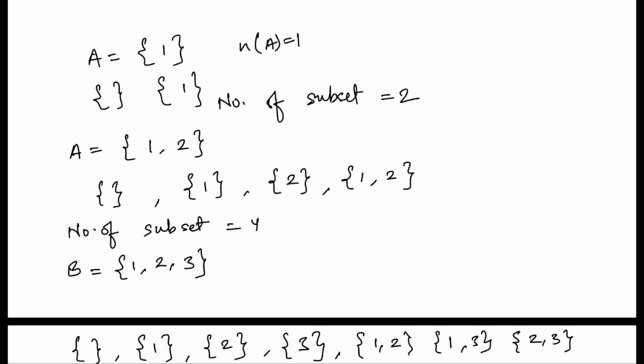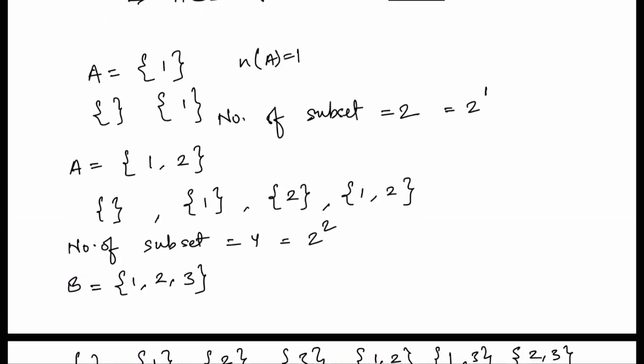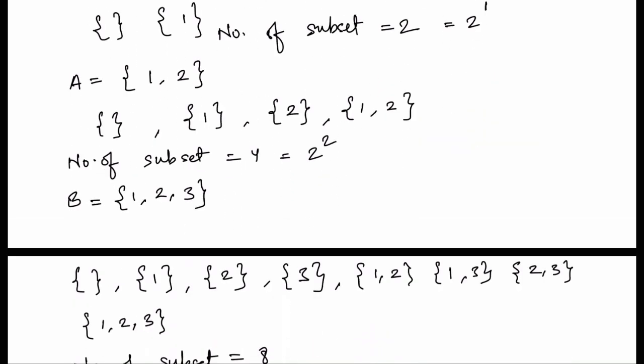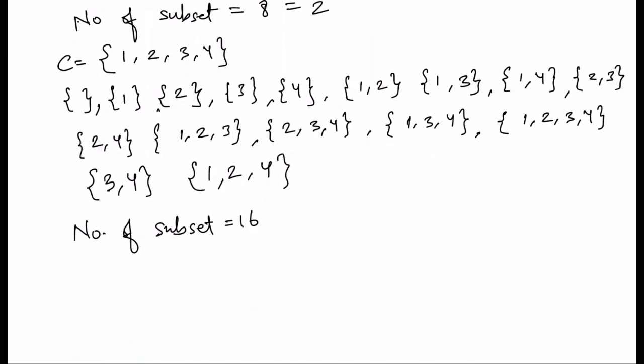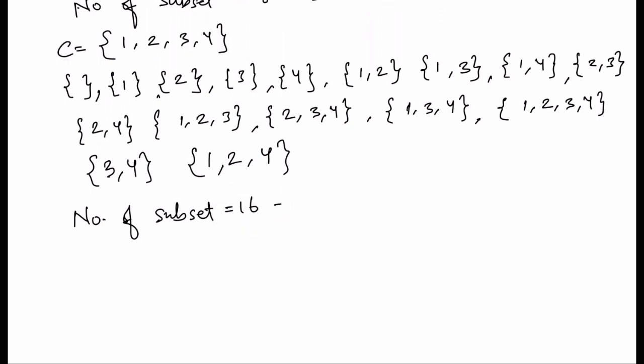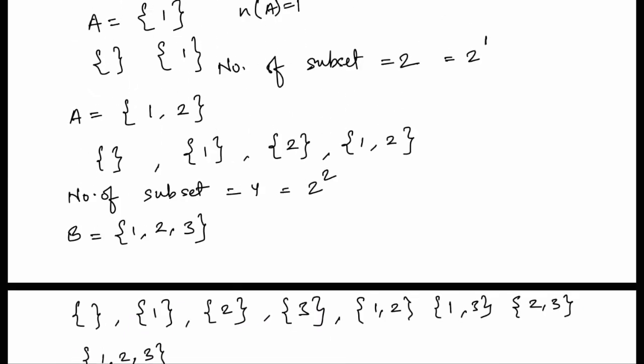I can say this is 2 power 1, and this is 2 power 2. So in place of 2, I have written 2 power 1, and I have written 4 as 2 power 2. Similarly, I can write 8 as 2 power 3, and similarly I can write 16 as 2 power 4. So you can see a pattern here.